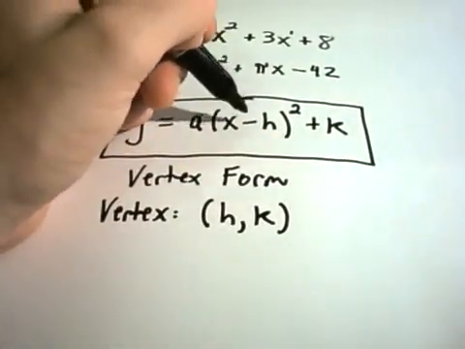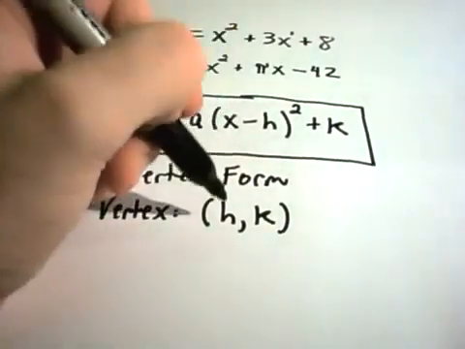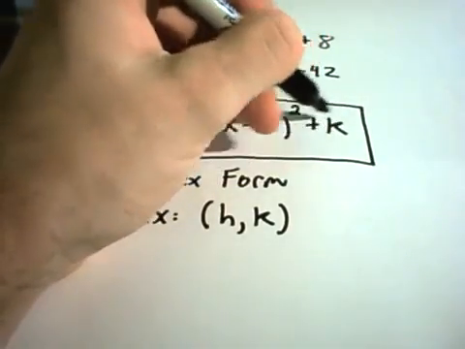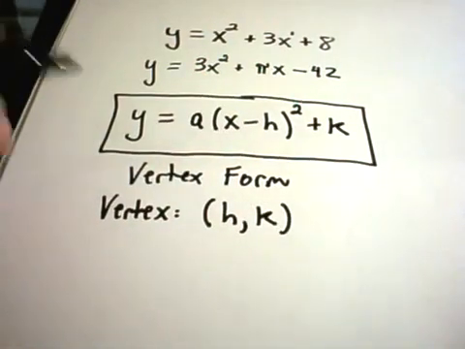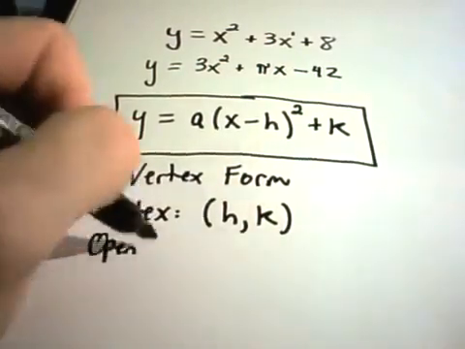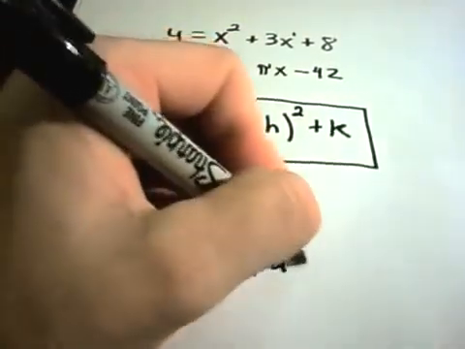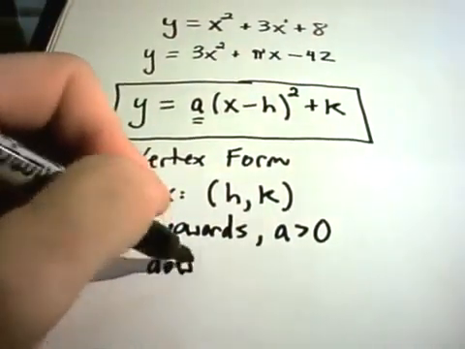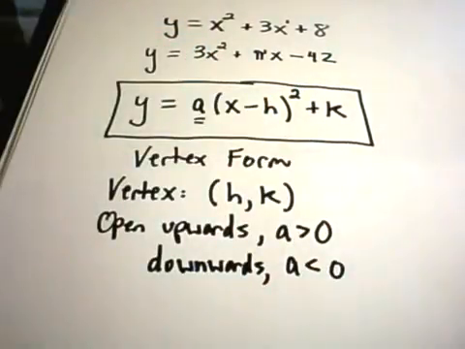Notice even though inside it says negative h, you basically use the opposite sign. So if it was negative 3, the x-coordinate of the vertex would be positive 3. But whatever the k value is, if it's positive or negative, you use that same value. That doesn't change. And the parabola is going to open upwards if this value a is greater than 0, and it's going to open downwards if this value of a is less than 0.